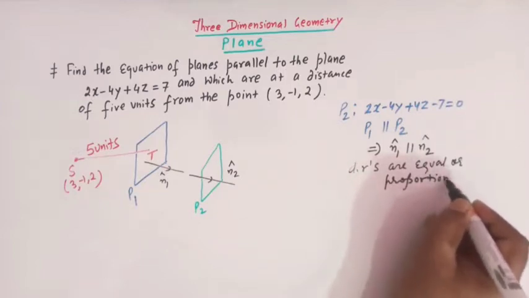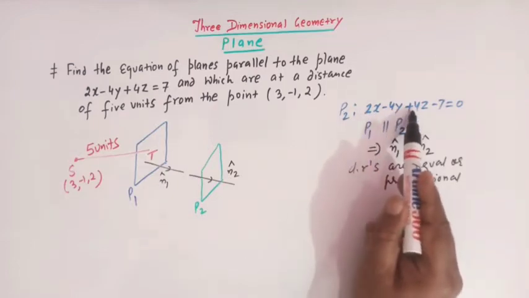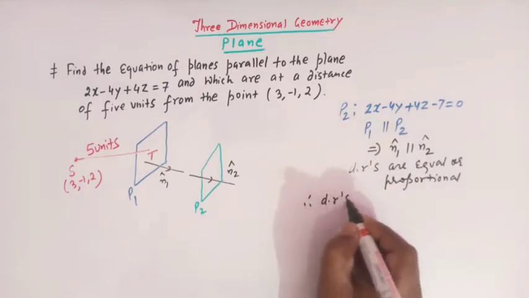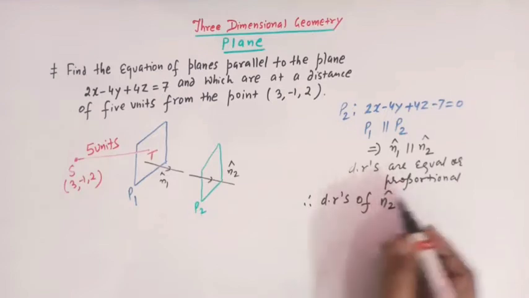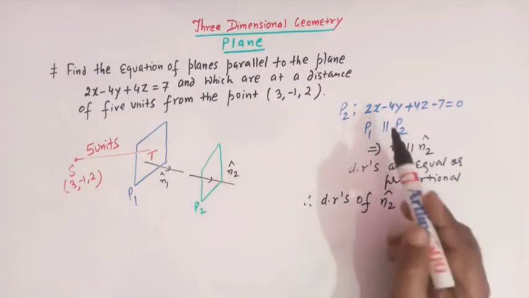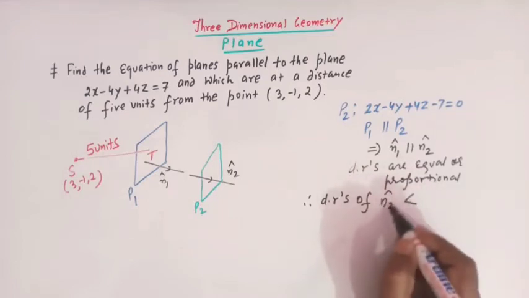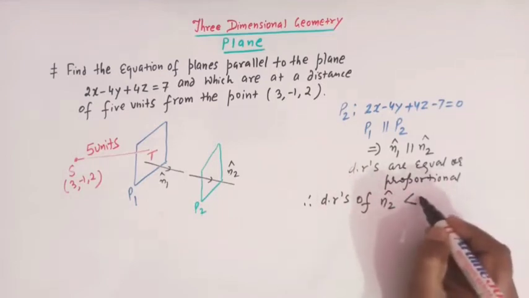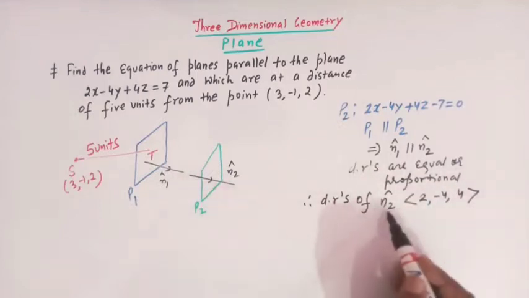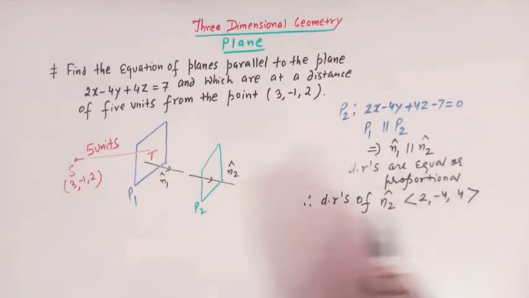Now the equation of plane P2 is given as 2x minus 4y plus 4z minus 7 is equal to 0. Therefore the DRs of the n2 vector, that is, the direction ratios of the normal to this plane P2, are given by the coefficients of x, y and z. So the DRs of the normal vector n2 cap are 2, -4 and 4.